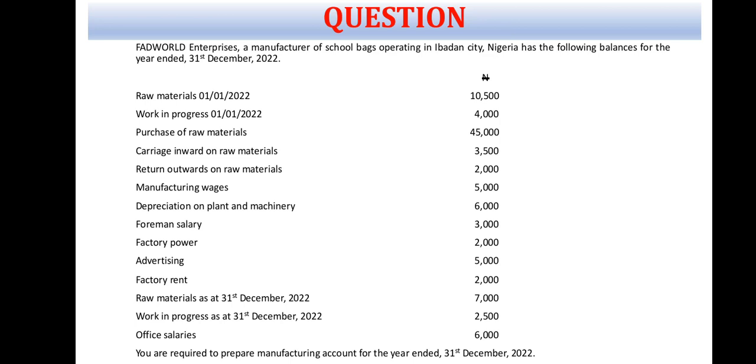So just like I said, the first thing we put is the heading: manufacturing account for the year ended 31st December 2022. Then the next thing we put is the unit of measurement. If it is dollar, we put dollar, but in the case of this question, it is naira. So we put our naira sign. Just like I said, manufacturing account has its format. So the first thing is opening stock.